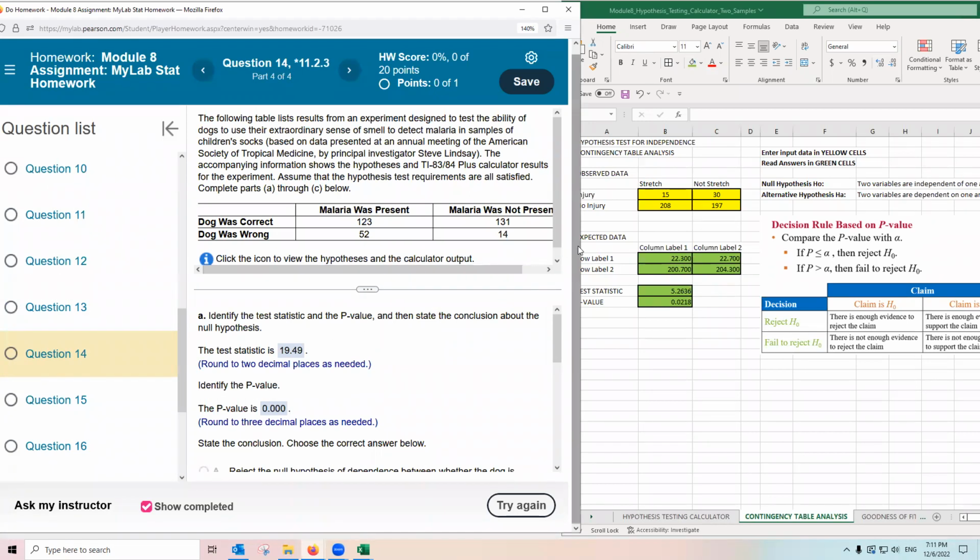Let's do this one. This one, again, is asking us to analyze this kind of contingency table. It says here, the following table lists the results of an ability of dogs to use their sense of smell to detect malaria. Notice the columns are malaria present, not present, dog was correct, dog was wrong. In this example, they're actually giving me a calculator output. So let me click here and see what this calculator output looks like.